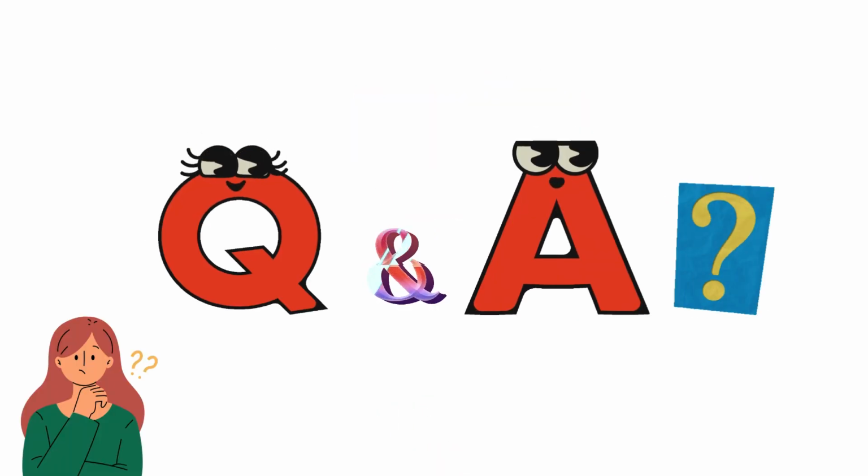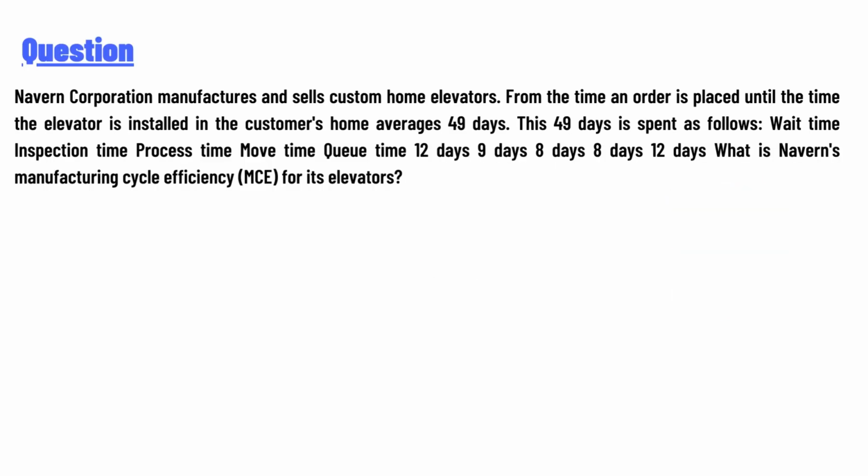So our today's question is: Navern Corporation manufactures and sells custom home elevators. From the time an order is placed until the time the elevator is installed in the customer's home averages 49 days. This 49 days is spent as follows: wait time, inspection time, process time, move time, queue time: 12 days, 9 days, 8 days, 8 days, 12 days. What is Navern's manufacturing cycle efficiency for its elevators?